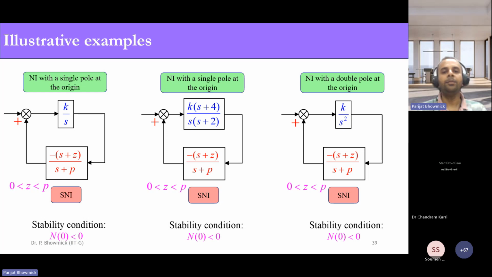Okay, and here please don't think that negative imaginary theory is restricted to only first order, second order, or third order systems. Only for the simplicity of our presentation I am showing simple examples, but it is applicable to any other system. This is just for the sake of simplicity.